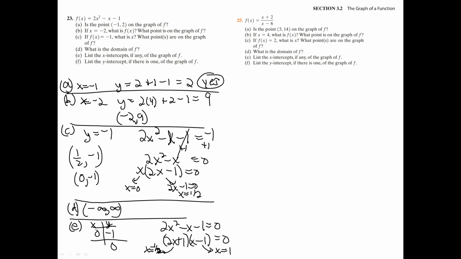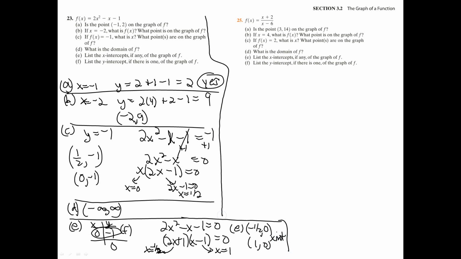So for letter E, we have the y-intercept. That's letter F. And for letter E, we're going to have negative 1/2, 0 and 1, 0. These are the x-intercepts. Okay, great.